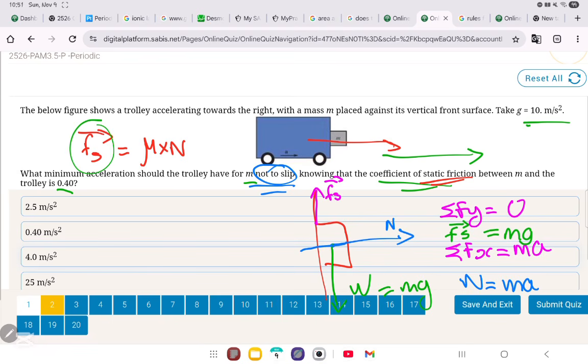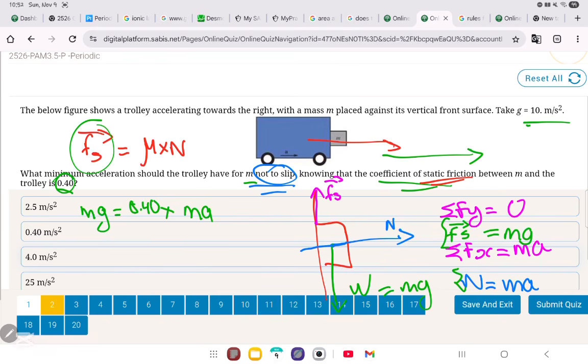Now we come back to this equation over here. We know that Fs is equal to mg, right? So we can substitute Fs by mg. It's equal to the coefficient, which is mu s, times N. And what is N? N is ma. So here we use this, and here we use this. They gave us the value of mu s to be 0.40. So we can substitute mu s by 0.40.